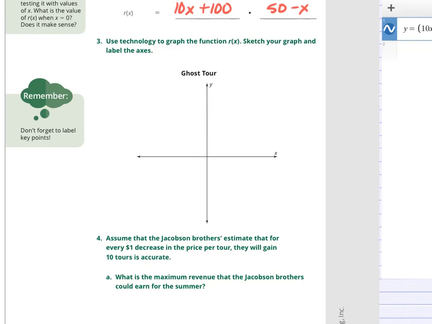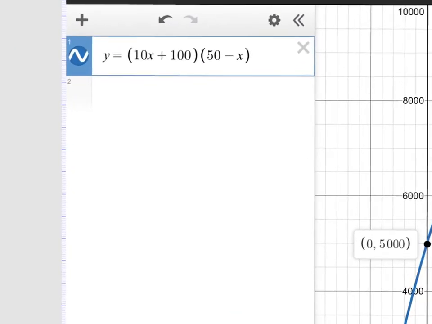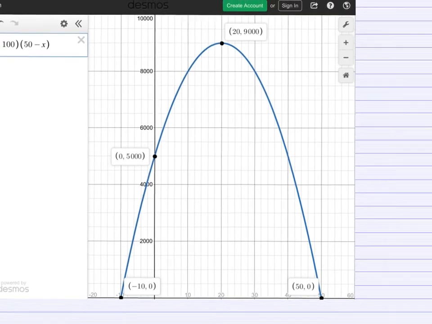Number 3, use technology to graph the function. I think I've already got a screenshot over here. Yep. So again, I have the number of tours times the price per ticket. And the graph is going to give us a parabola right here.